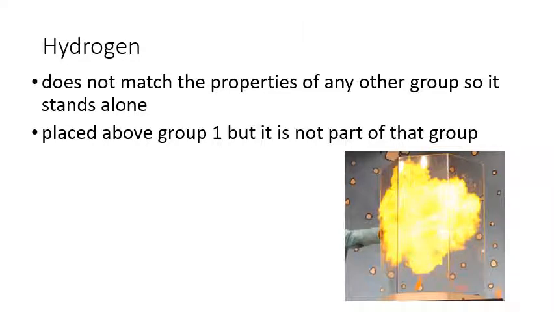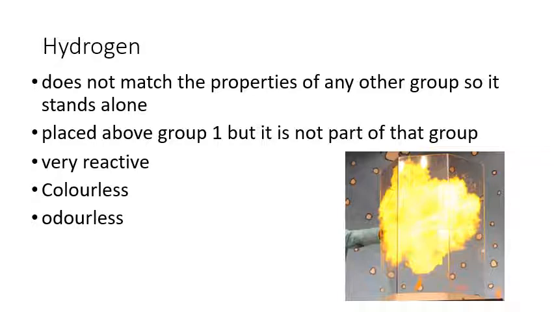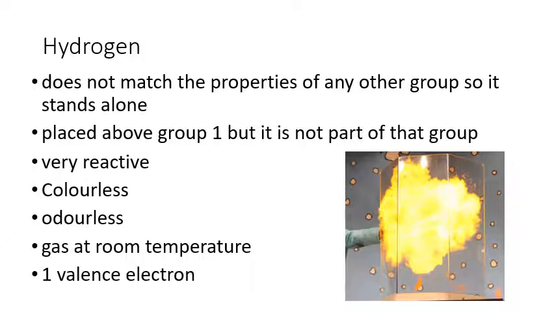Even though it's on top of group 1, it's got nothing to do with the rest of what's in group 1. It's very reactive. It's colorless. It doesn't have a smell to it, so it's odorless. And at room temperature, it's going to be a gas. And it is very, very reactive, right? We've got that here. It will explode. And in the outside of its electron shells, well, it's only got one valence shell, and in that one valence shell, it has one valence electron.